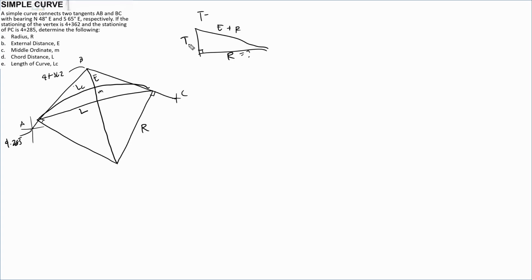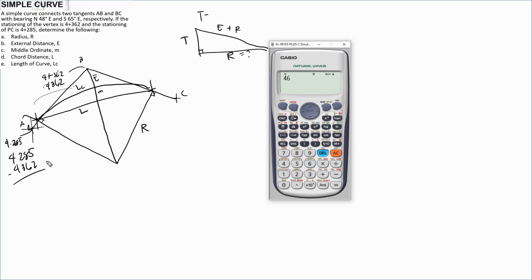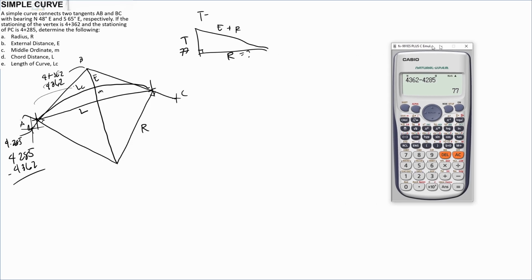Ang tanong, meron ba tayong given ng tangent? So, meron tayong given ng tangent, kasi given tayo ng station. Di ba yung station, that is the distance or yun yung parang point. Ito yung point. Ito yung distance niya. So, this is 4,285 meters. And then, itong isa is 4,362. So, therefore, yung distance nila is yun yung T natin. So, subtract lang natin siya. That is 4,362 minus 4,285. Meron tayong 77 meters na radius.